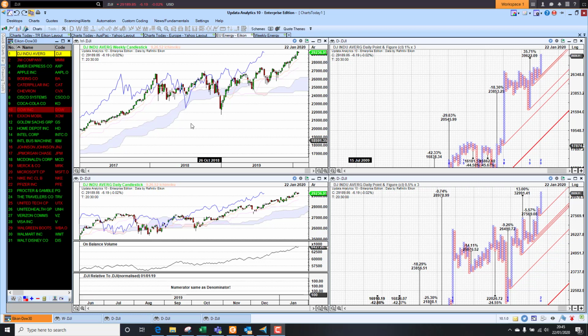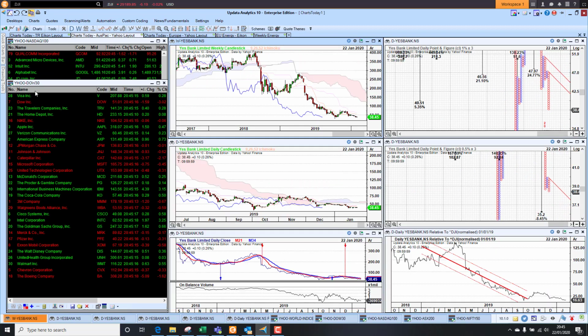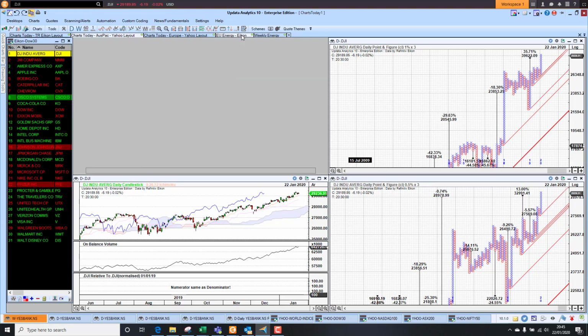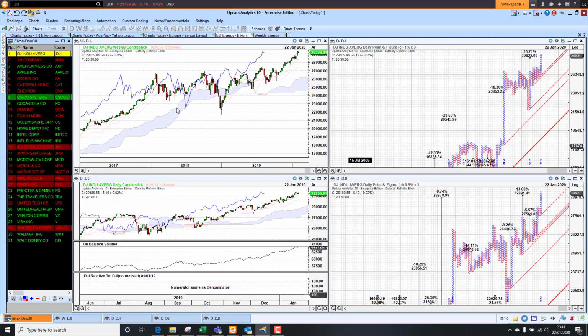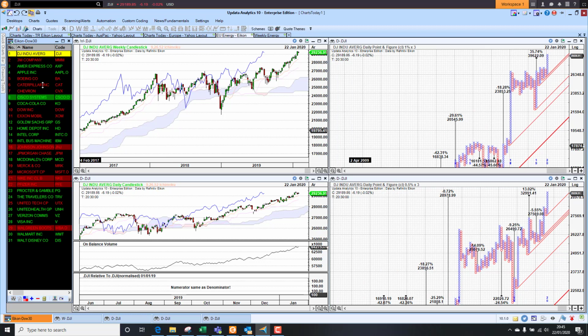You could also use Yahoo. If you're just using a free feed like Yahoo, you could just use the Dow 30 here. But for the moment, I'm using Metastock or Thomson Reuters Eikon, the same system. And so it's really simple.